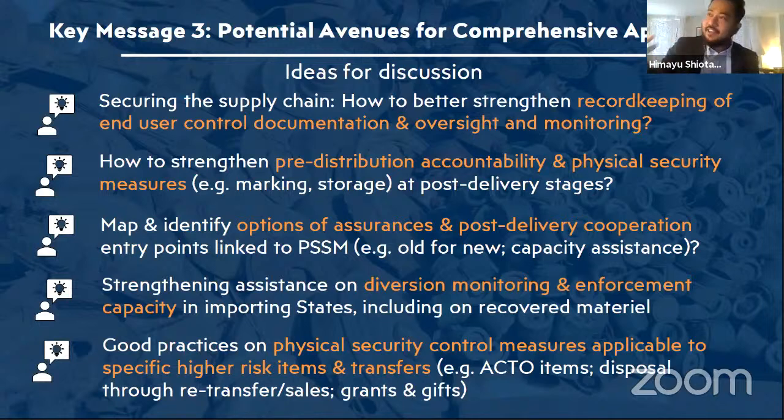So I'm thinking, first question is record keeping. Rachel talked about this in terms of Article 12, but we have found in practice that record keeping on end user documentation is kept by one party domestically, but maybe not shared or accessed by others who are ultimate end users down the line.